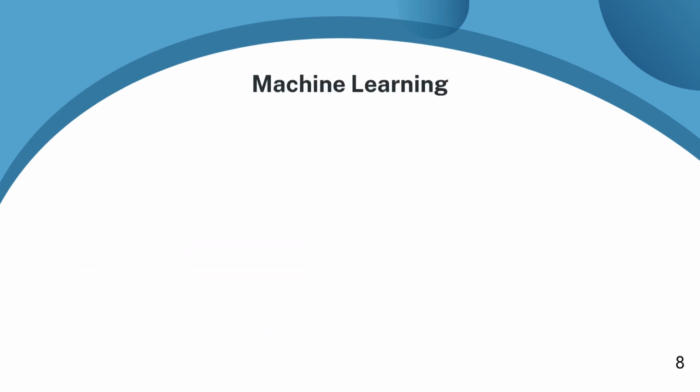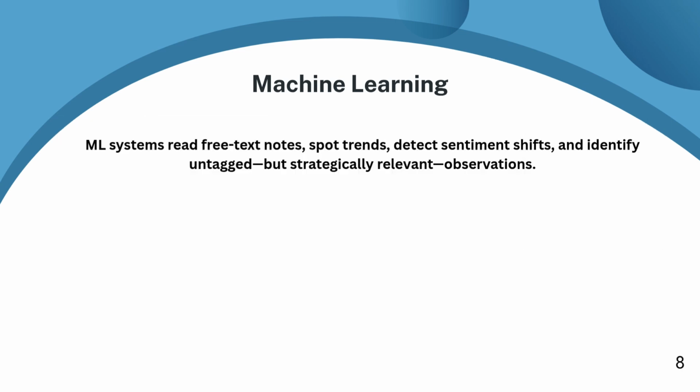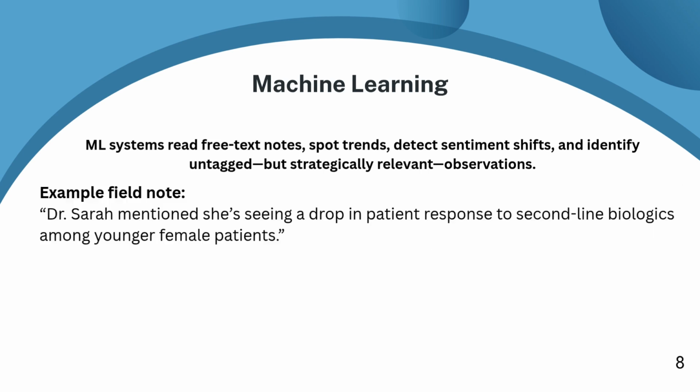Now let's shift to machine learning, which is a completely different mindset. Instead of following fixed rules, these systems learn patterns from the data. They can read free text notes, spot trends, recognize shifts in sentiment, and even identify observations that no one tagged, but that are strategically important. Let me give you an example.